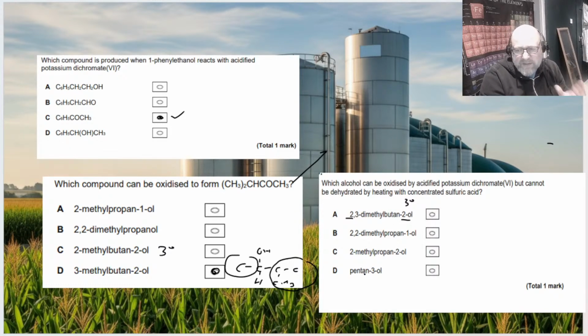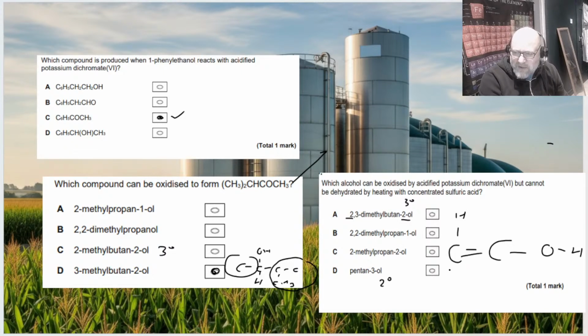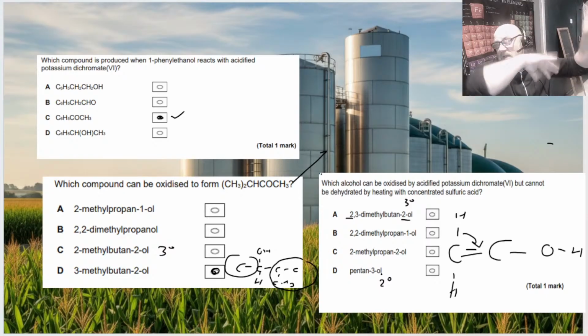This one, let's check the other two. Pentan-3-ol is a secondary that can be oxidized to a ketone. Why is this not the correct answer? Because it can be dehydrated. What you need to be dehydrated is a carbon atom with a hydrogen on it. So in order to be dehydrated, say my hydroxide is there, to form the double bond you have to have a hydrogen here or here. And you're going to get that with pentan-3-ol. There are loads of carbons and hydrogens.